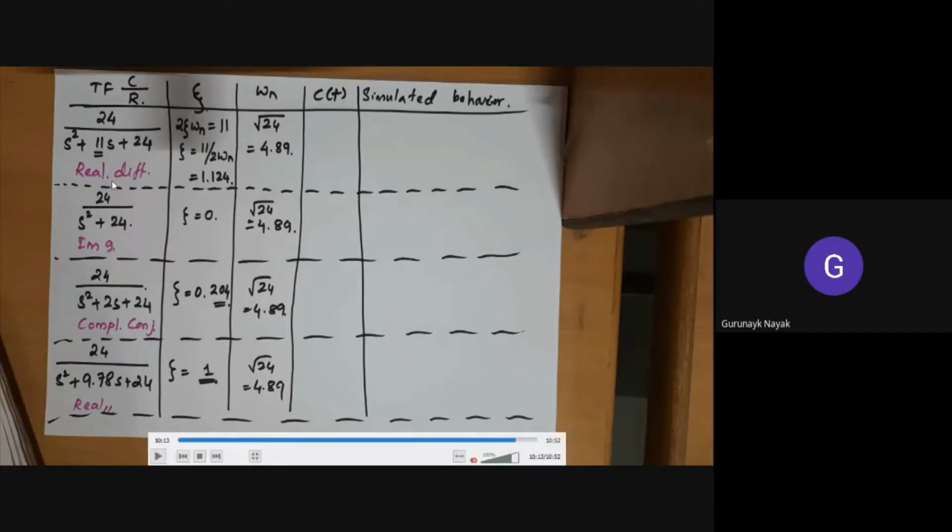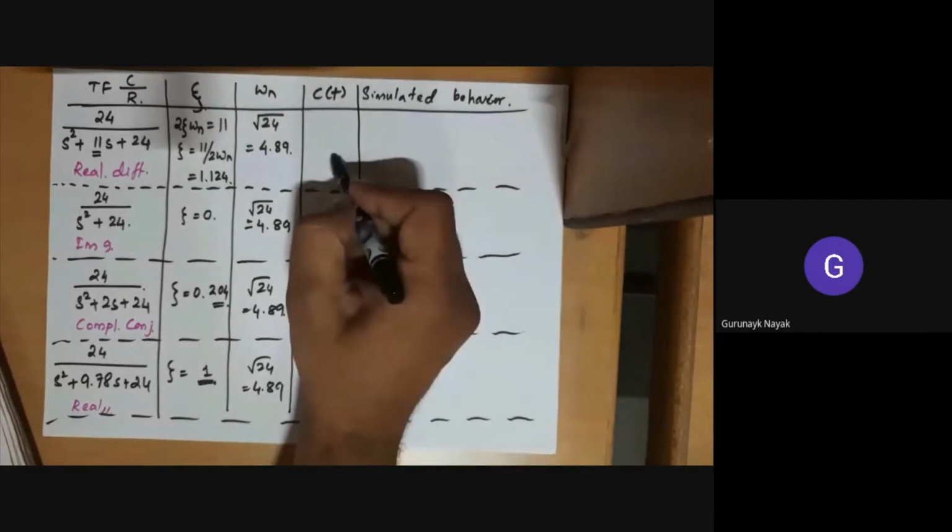So now what you have to remember? When the roots are imaginary, zeta is 0, damping ratio is 0. And when the roots are real and equal, your zeta is 1. And when roots are real and different, zeta is above 1. And when roots are complex conjugate, the zeta is below 1. Okay, so can you make a conclusion out of it? Yes, it's very simple.